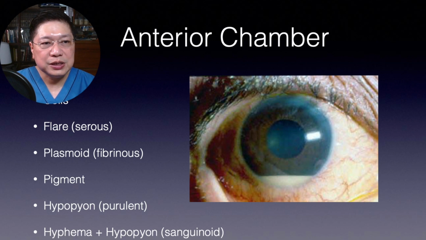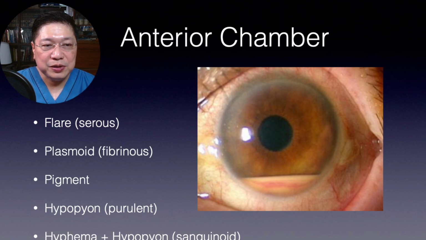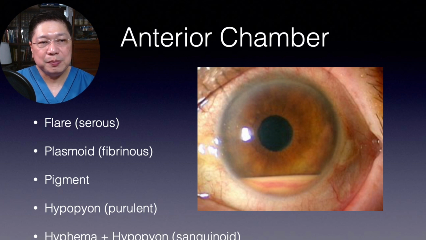You can also see a hypopyon. In this case, it's the white part at the lower end of the iris. It looks like milk inside the eye. It's basically a purulent type, called hypopyon. And if there's blood inside, it's called hyphema with hypopyon, which is basically a mixture of blood and pus.